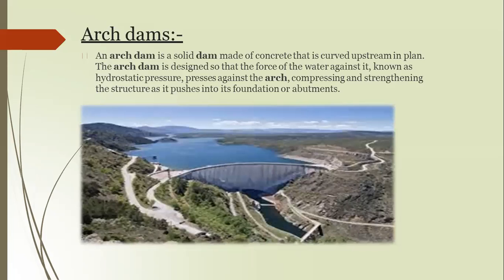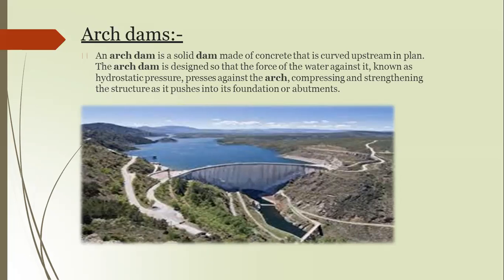Then it is a different type of structure, that is arch dams. An arch dam is a solid dam made up of concrete that is curved upstream in plan. As its name suggests, as you can see the shape of this type of dam wall, it is convex from the upstream side and concave on the downstream side. So it has a curved, parabolic shape, with a certain radius.